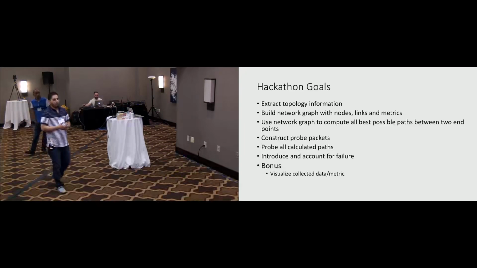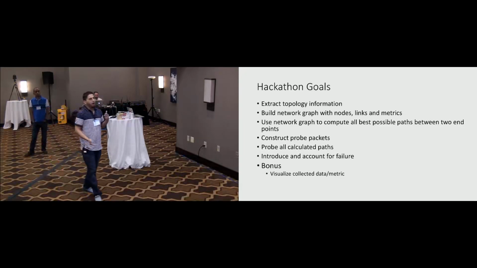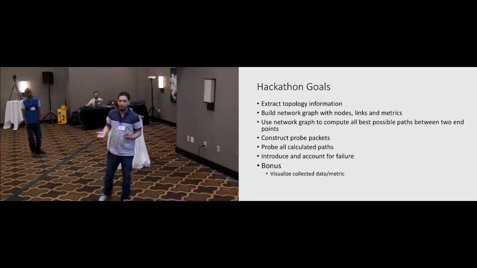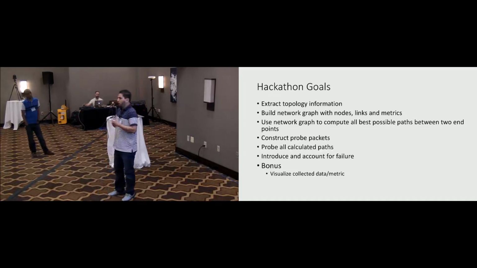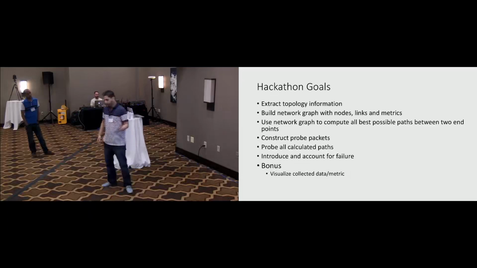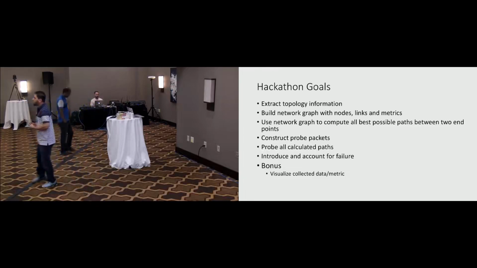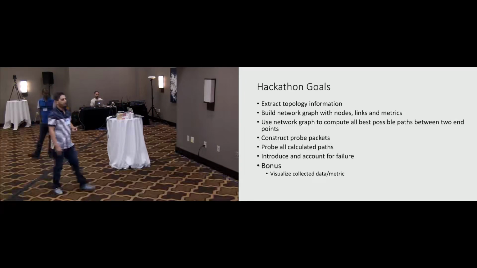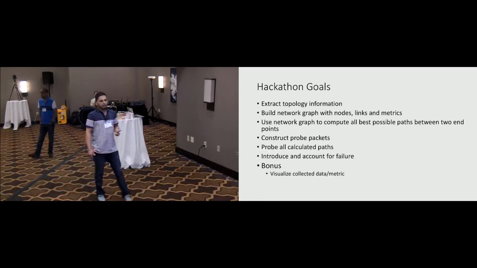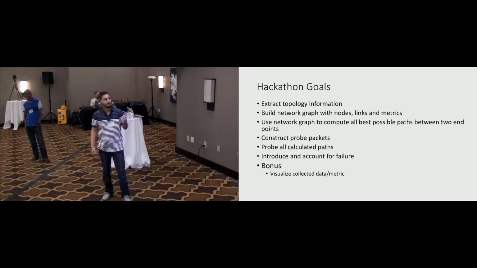Once you have all the best paths calculated, then you can construct a probe packet and make sure that you can probe all the 4 possible best paths in the network. Then once you're probing all the best paths, just introduce a failure in one of the paths and make sure you can account for that using your probes. And there's a bonus one if you can visualize the collected data in metrics. So that'll be the bonus part.